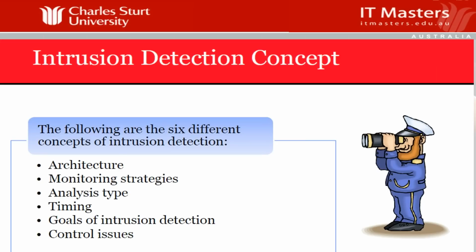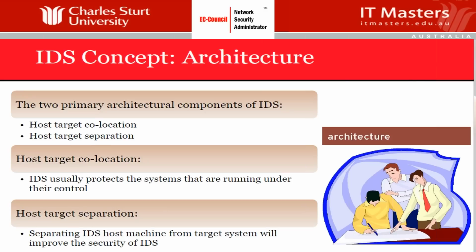So when it comes to architecture, you have two primary components. One is the host target collocation, and two is the host target separation. The host target collocation usually protects the systems that are running under its control. So this is a bit easy. Why? Everything is connected to it and it's under its control. With host target separation, you have to separate your IDS host machine from the target system, which will improve the security of your IDS, but it might add some complexity.